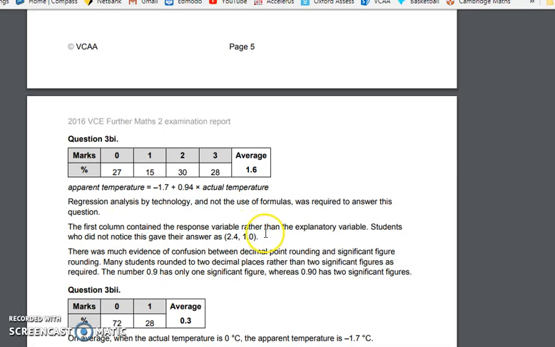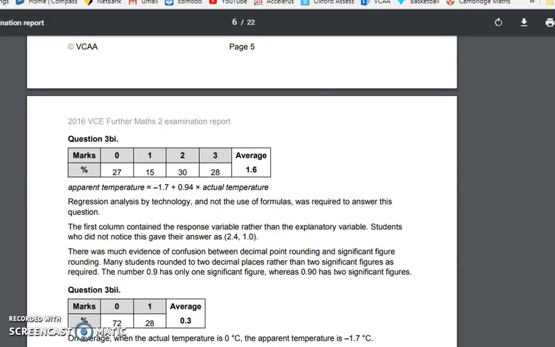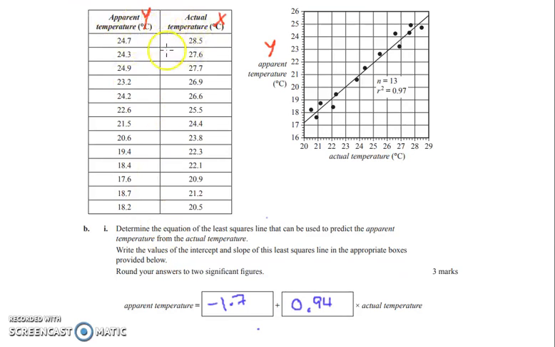That says here the first column contained the response variable rather than the explanatory variable. Students who did not notice this gave their answers as 2.4 and 1.0 in the solutions. So a very simple question, but a little manipulation in the question by changing these two columns caused a lot of students not to pick up on that. So as I said, check that these variables do match the variables on the axes, and you can go from there to work out which column's which. Hopefully this helps.